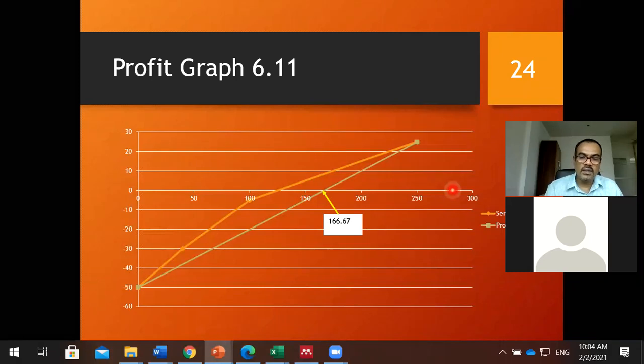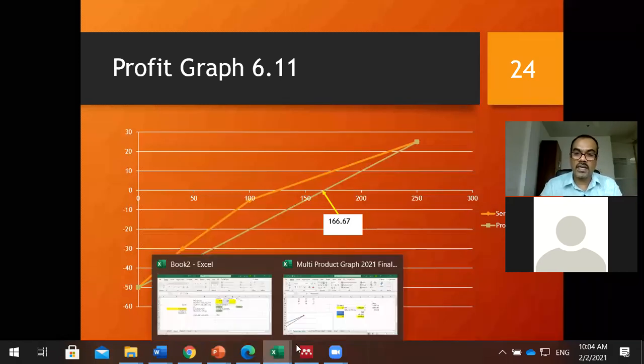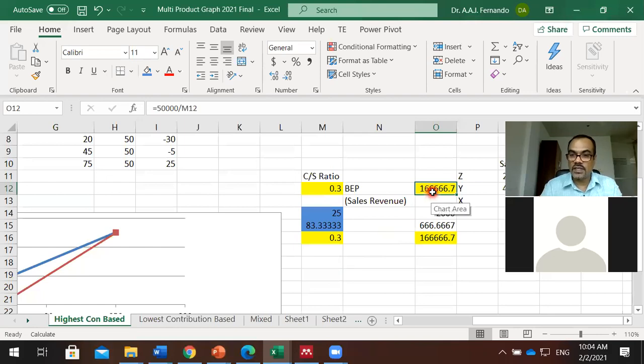So if you want, you can modify like this is the volume. Remember, volume could be units or sales. Here the volume line has been taken as the sales volume. When the sales volume is 166.7, this is the break-even sales. We have done the calculation.